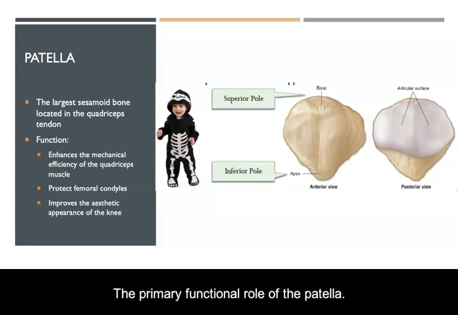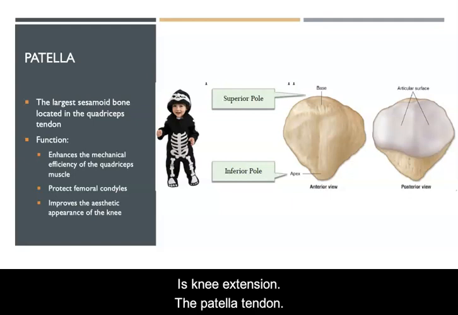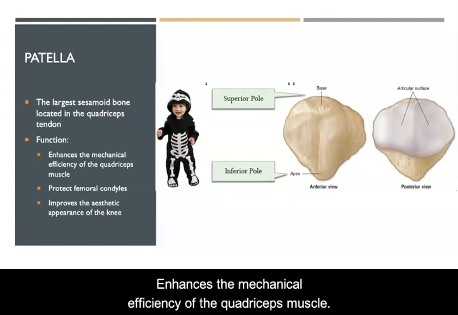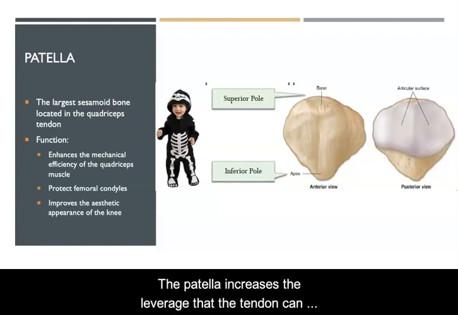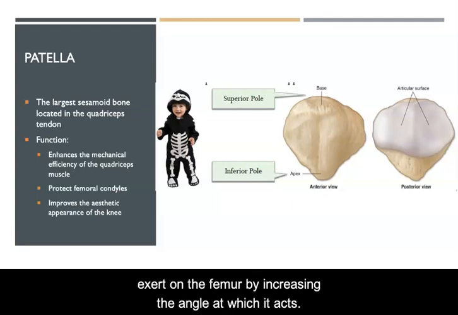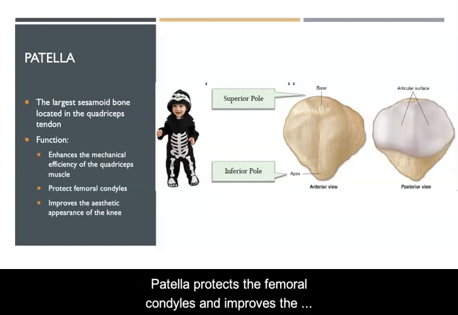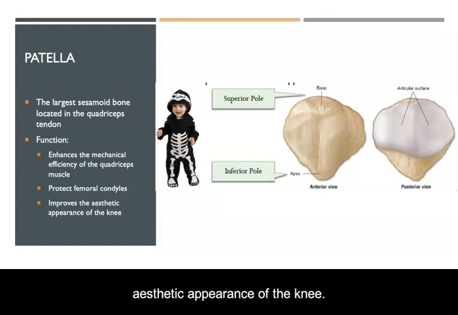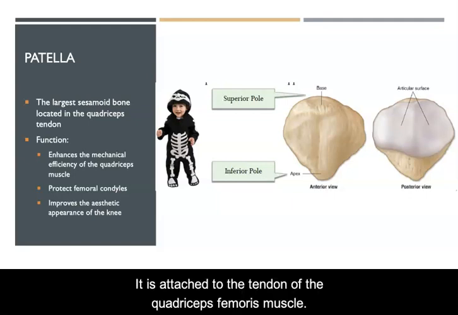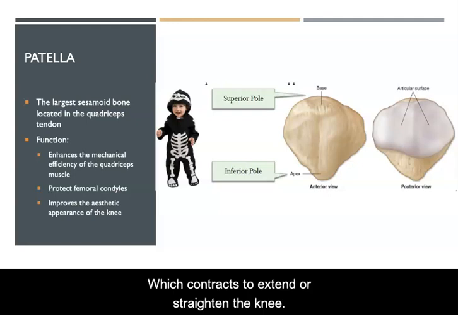The primary functional role of the patella is knee extension. The patella tendon enhances the mechanical efficiency of the quadriceps muscle. The patella increases the leverage that the tendon can exert on the femur by increasing the angle at which it acts. The patella protects the femoral condyles and improves the aesthetic appearance of the knee. It is attached to the tendon of the quadriceps femoris muscle, which contracts to extend or straighten the knee.